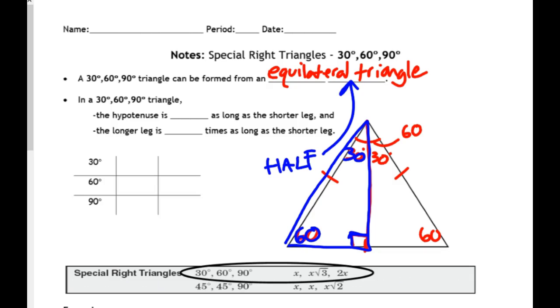Just a reminder about the headphones, right? Please. So let's fill in these blanks. The hypotenuse is 2 times as long.